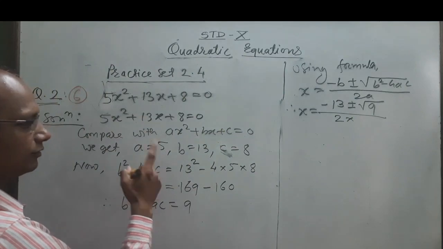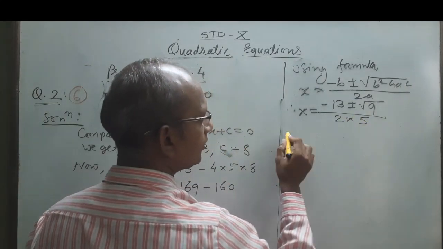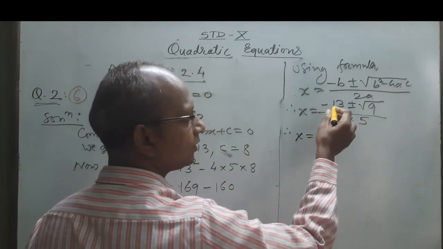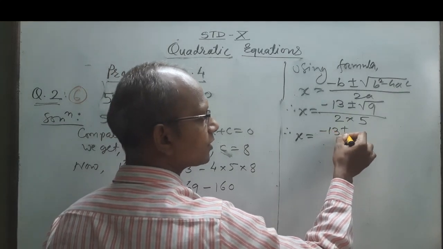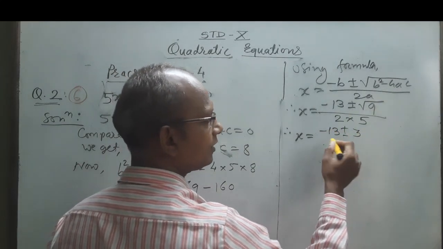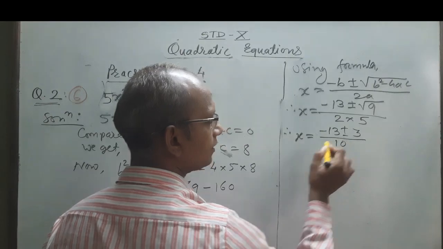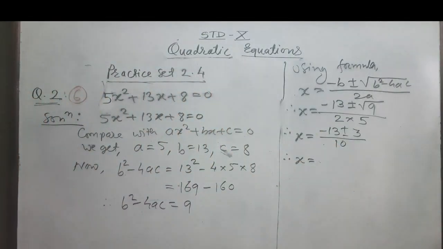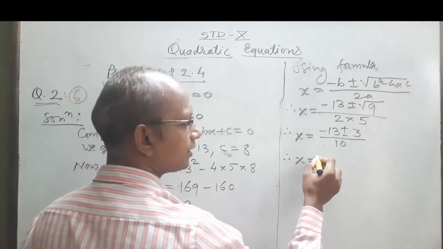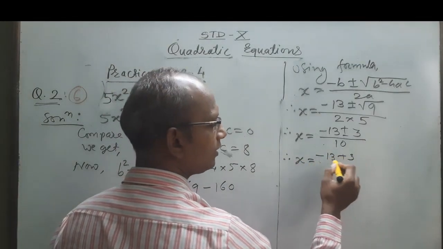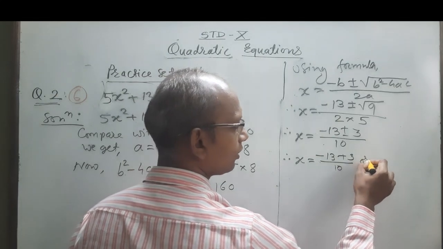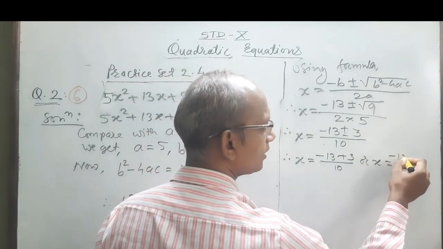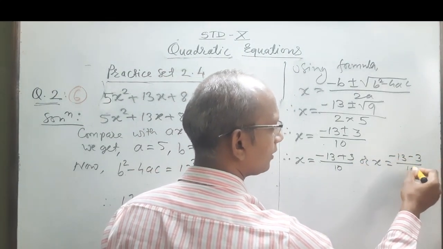Yes, you can do it that way also. Upon 2 into a, that is a is 5. Therefore x is equal to minus 13 plus minus root 9, that is 3, upon 10. So therefore x is equal to, now we can separate the plus and minus sign. So minus 13 plus 3 upon 10 or x is equal to minus 13 minus 3 upon 10.